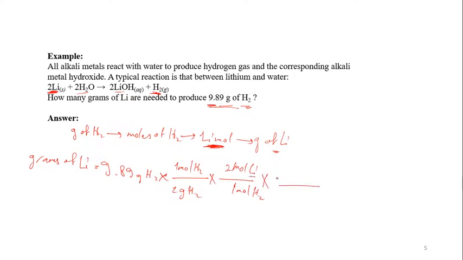Then I need to convert the lithium into grams. So from the periodic table I could see that 6.9 grams of lithium are present in 1 mole of lithium. This number I get from the periodic table. This is the atomic number of lithium. So if I calculated this on the calculator, this means I have 68.1 grams of lithium. This means the 68.1 grams of lithium would react to give me the 9.89 grams of hydrogen.